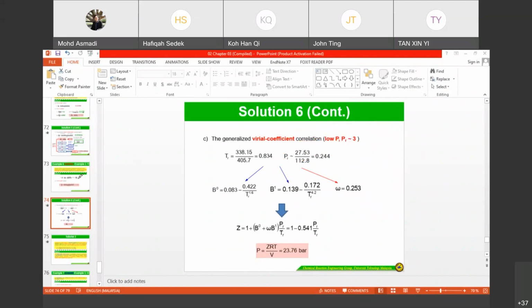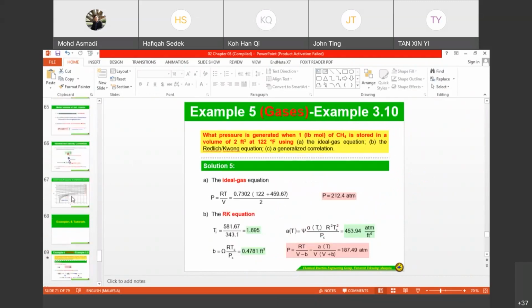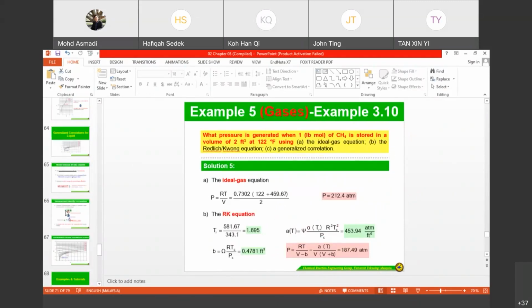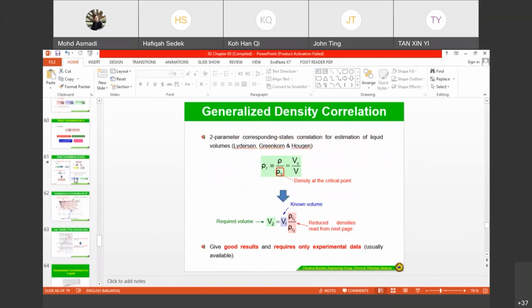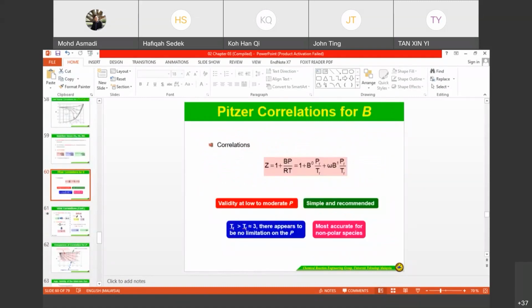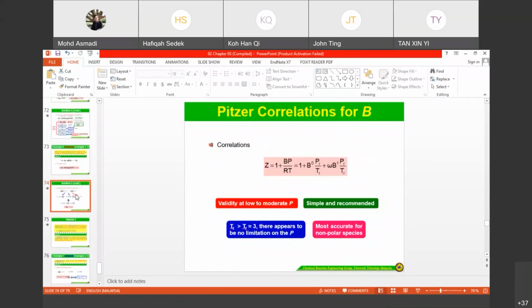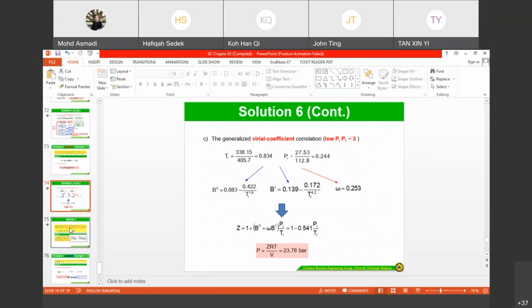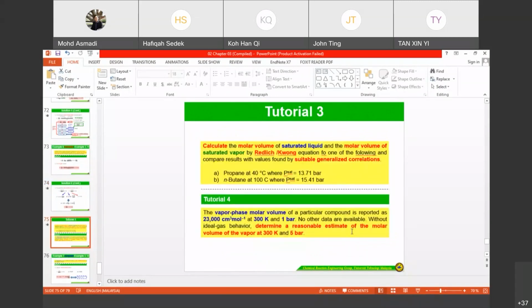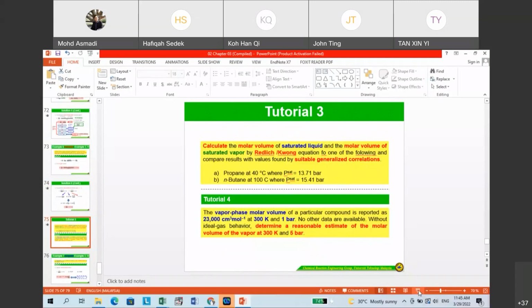If you look at the rule or the conditions to use the virial, this one on the virial, PR around 3 or TR go to 3. Okay, so let's do this together.